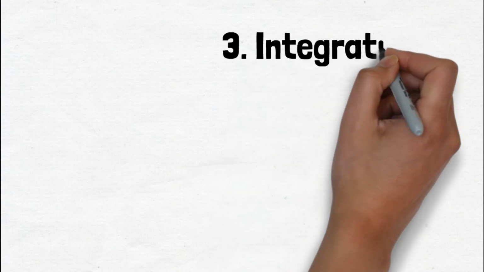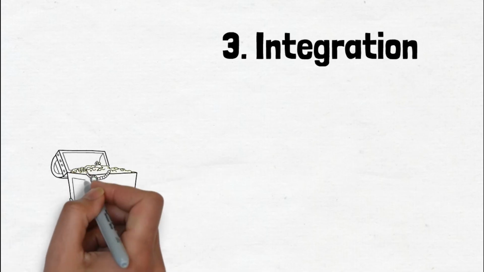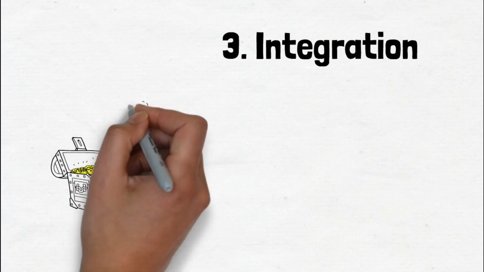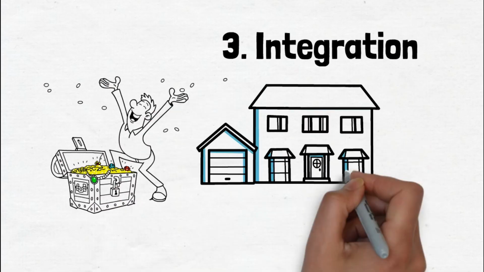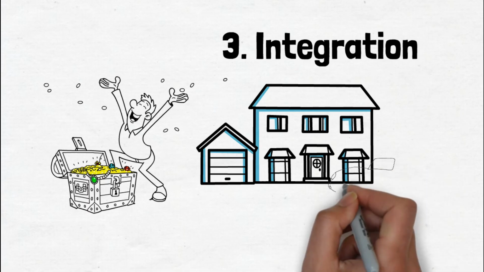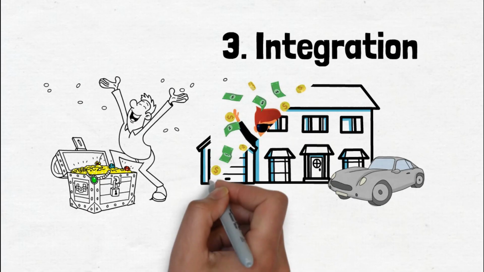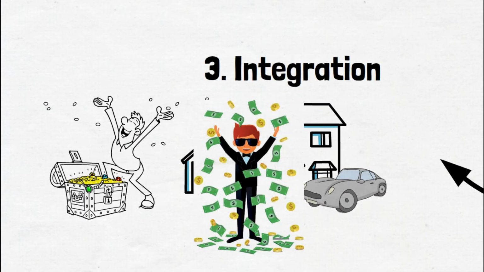Integration is the final stage of money laundering. In this stage, the source of income of the illegal money has been hidden or disguised into something legal. Now criminals are free to use that money for anything he or she desires, like purchasing a luxurious house, car, or investing again in their illegal enterprises to generate more illegal money.